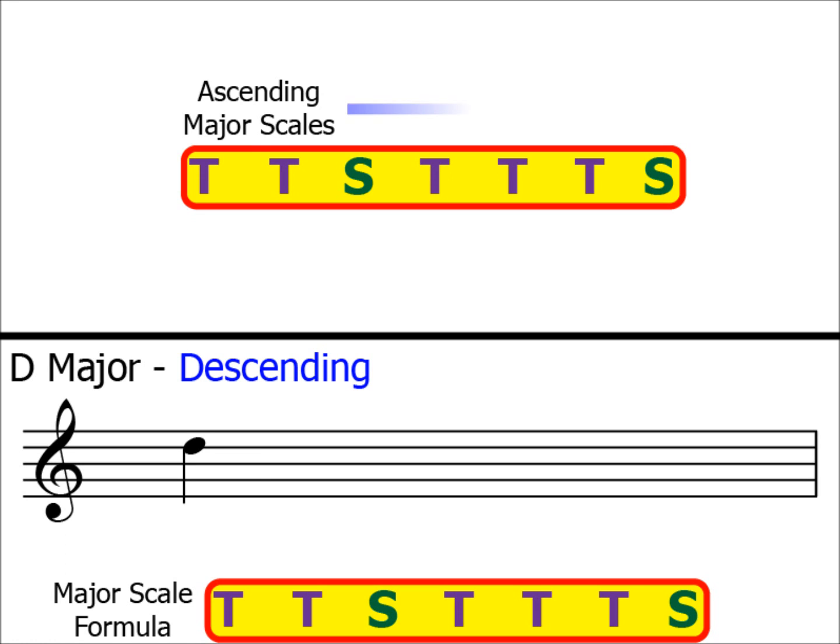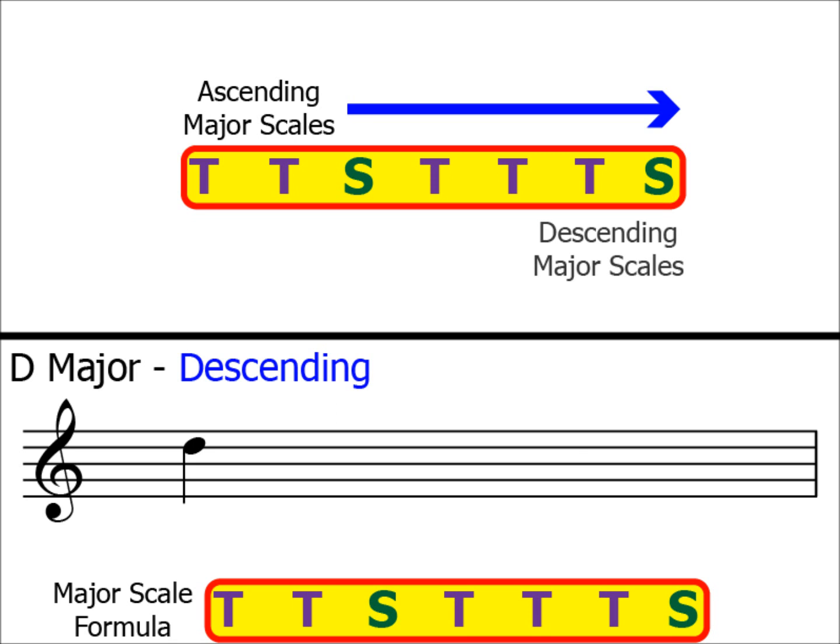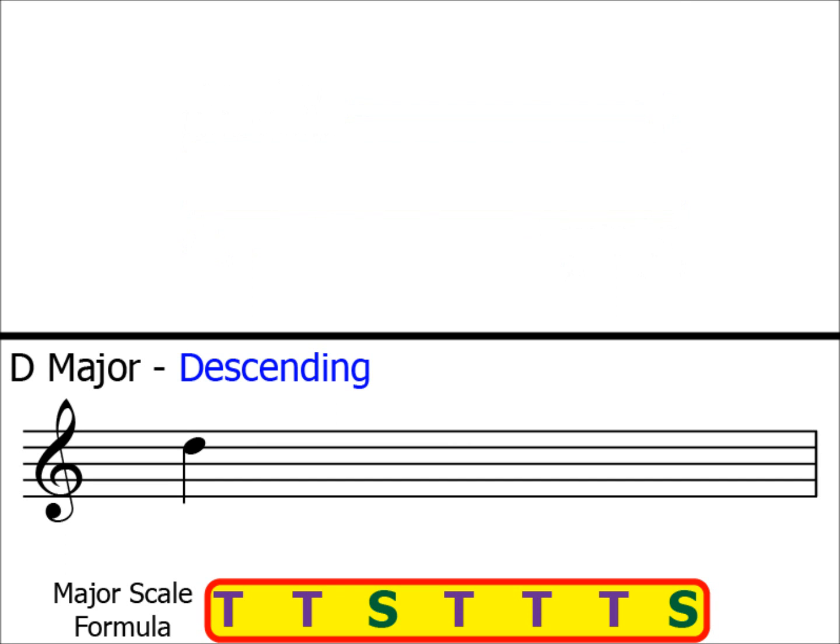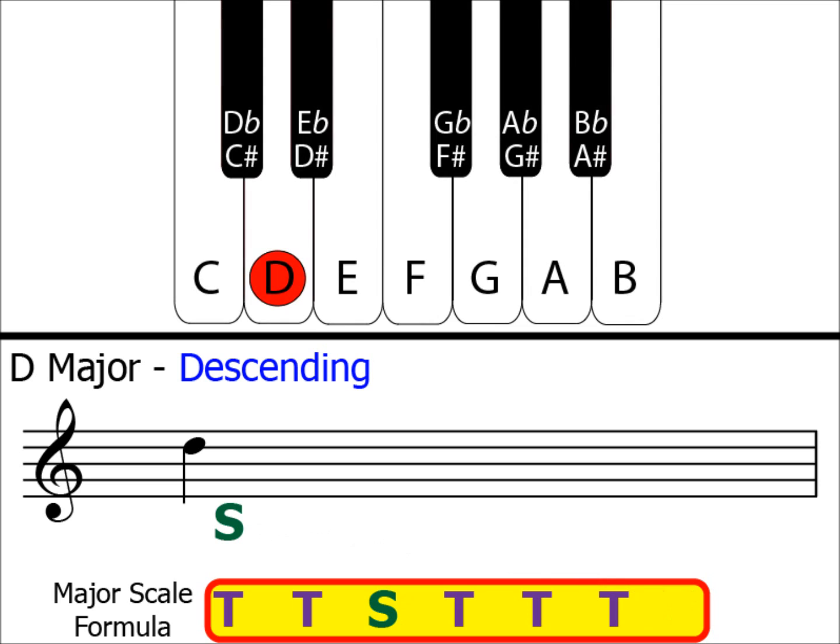So for ascending major scales, we use the order of tones and semitones this way, whereas for descending major scales, we use the order this way. Let's have a go. So we've already put in our starting note, the D. Remembering that we are using the reverse of the major scale formula, we take the S and we use this to calculate the next note of our scale. So here's our piano and the D is already highlighted.